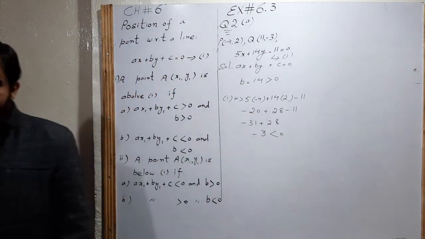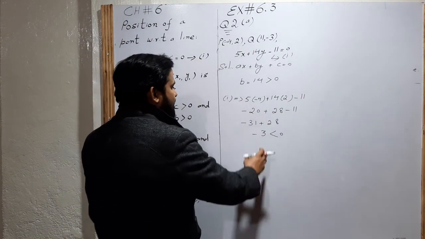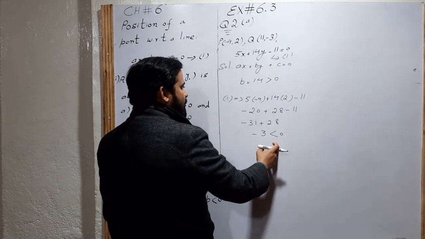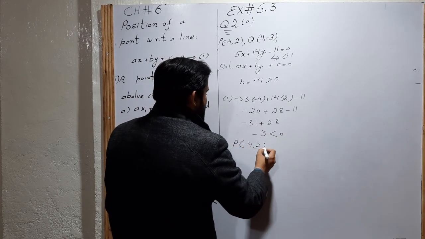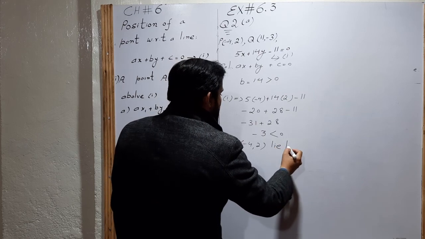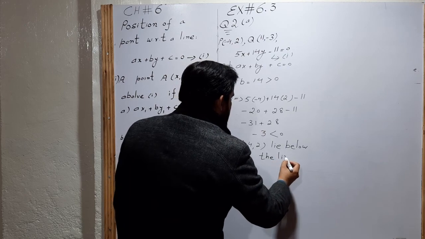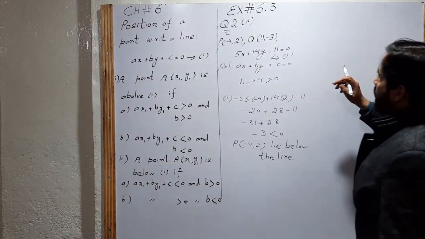In this case b is positive, b is greater than 0, but after putting the values the point gives a negative result. It means opposite sign, greater than 0 and less than 0. It means that point P lies below the line in this case. Check whether the second point lies above or below the line.